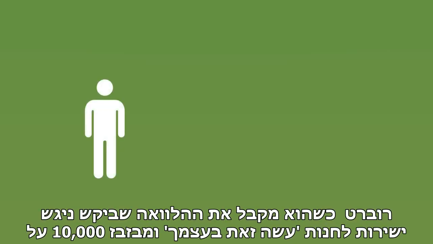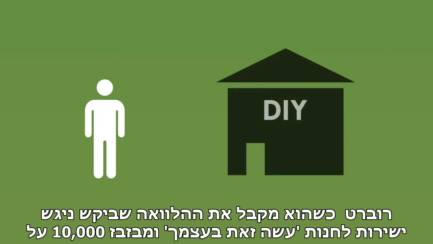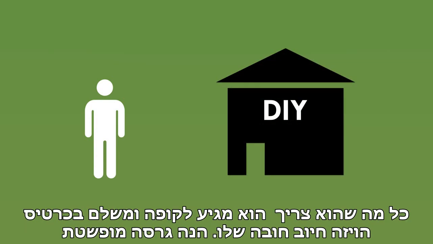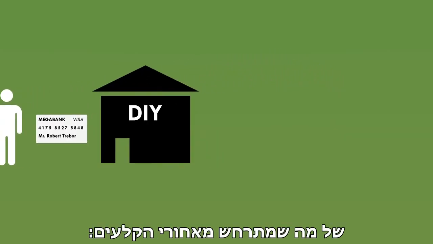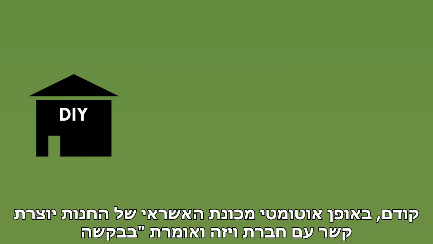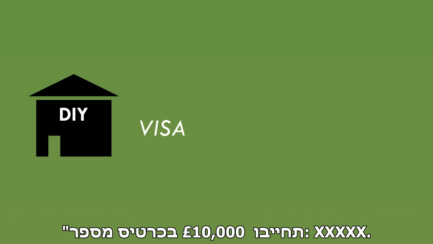First, let's look at the simplest example of interbank settlement, with just 2 banks and 2 customers. Robert, when he receives his loan, goes straight into a DIY store and spends £10,000 on everything he needs. He gets to the checkout and pays using his Visa debit card. Here's a simplified version of what happens behind the scenes. First, the DIY store's debit card machine automatically contacts Visa and says, "Please charge £10,000 to this card number."